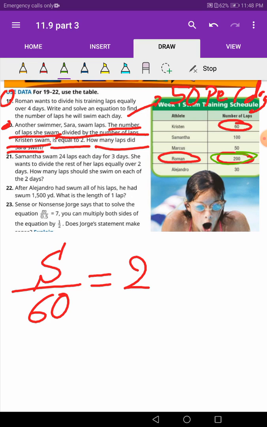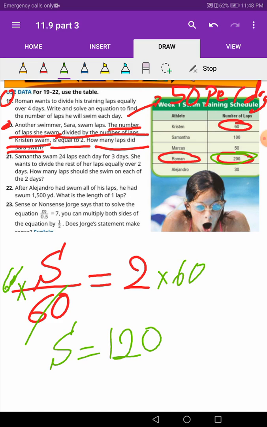Again, it's a very easy and normal equation. Since the S is divided by 60, you need to multiply by 60 to undo it, and multiply the second side too. Cancel this with this. We have S left equals, what's 2 times 60? It equals 120. So Sarah has swum 120 laps per day. Wow.